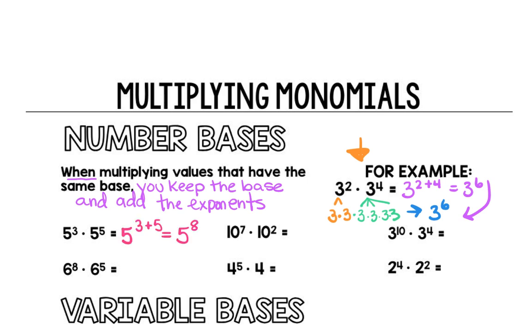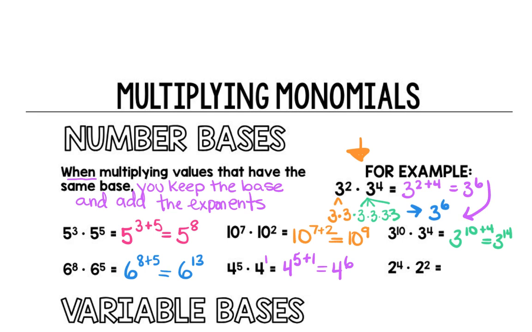5 to the 3rd times 5 to the 5th is 5 to the 3 plus 5th power, or 5 to the 8th. 10 to the 7th times 10 to the 2nd power is 10 to the 7 plus 2 power, or 10 to the 9th. 3 to the 10th times 3 to the 4th is 3 to the 10th plus 4, or 3 to the 14th power. 6 to the 8th times 6 to the 5th is 6 to the 8 plus 5 power, or 6 to the 13th power.